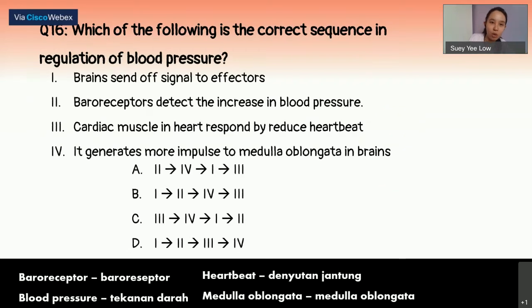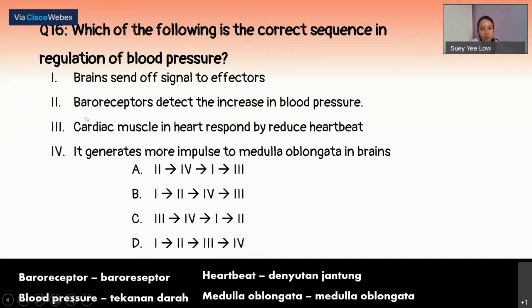So, question 16. Which of the following is the correct sequence in regulation of blood pressure? So remember the chart that we went through. It says one, brain sends off signals to effector. Two, baroreceptor detects the increase in blood pressure. Three, cardiac muscle in heart responds by reducing heart rate. And four, it generates impulses to the medulla oblongata in the brain. This one is a simple one, so we don't need to go through each of A, B, C, D.